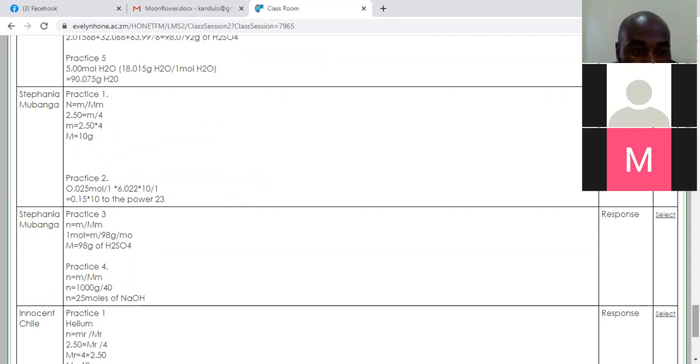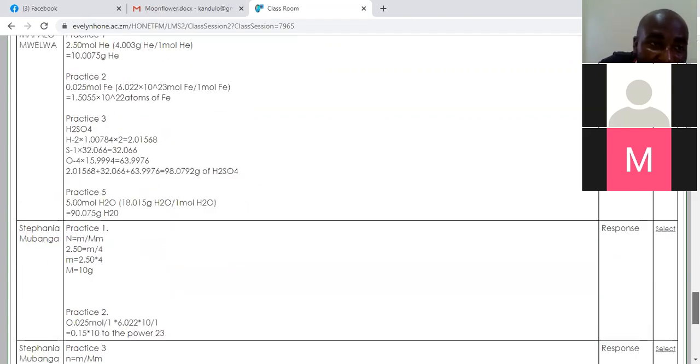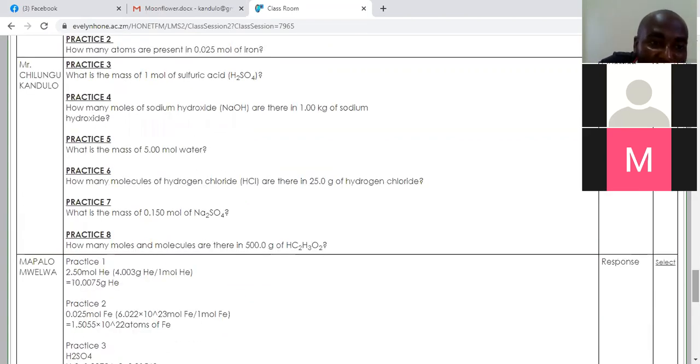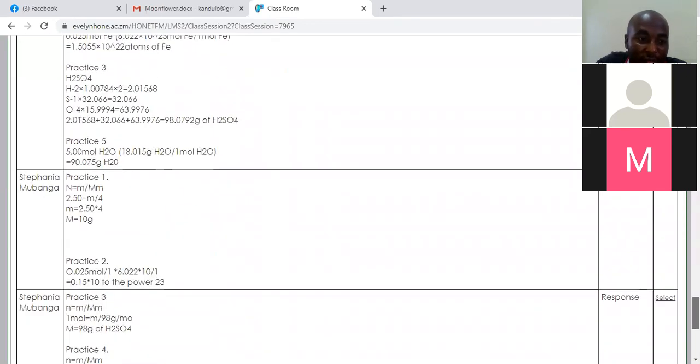So what Stephania has done there is practice 4 is asking for 1 kg. How many moles of sodium hydroxide are there in 1 kg sodium hydroxide? Remember that the molar mass is always in grams. So the clever Stephania multiplied 1 times 1000, then she multiplied times 1000 grams, then, because she's looking for moles, the conversion factor was 1 mole over 40. Rounding off to 40, the answer is approximately 25.